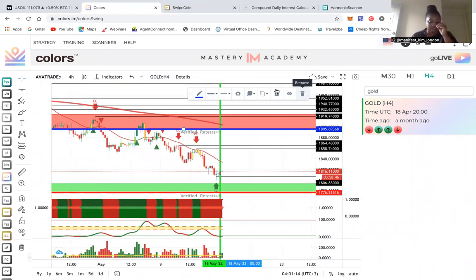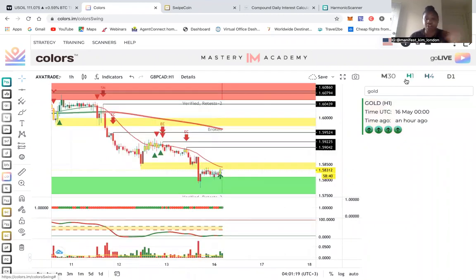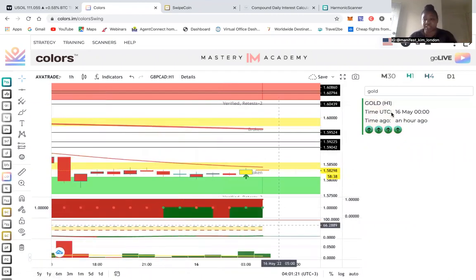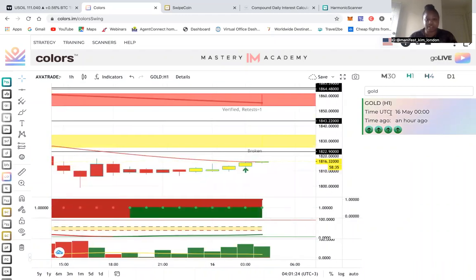All right, look at this now, guys. Let's say you want to enter on the 1 hour. With the 1 hour, you don't need to change time frame, guys. Look at this. TP1 smashed already?